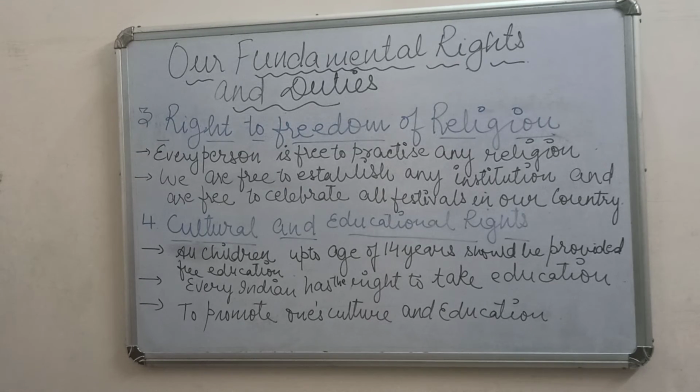So, now let us talk about the other right. Number 3rd right is right to freedom of religion. When we talk about right to freedom of religion, it means that every person is free to practice any religion. Suppose anyone wants to follow Christianity, has a right to follow. Anyone wants to follow Sikhism, Jainism or any other religion, a person has a right to practice that religion.